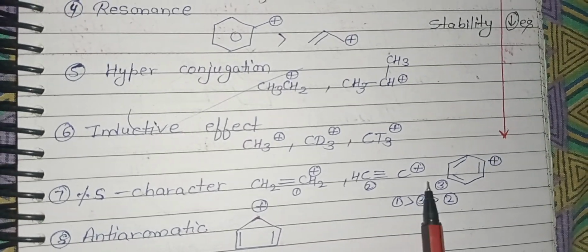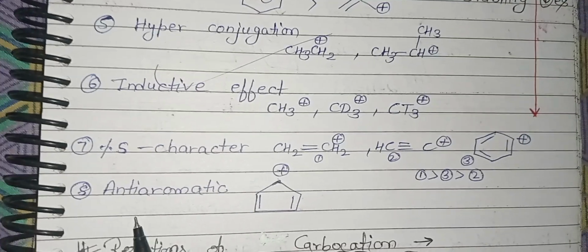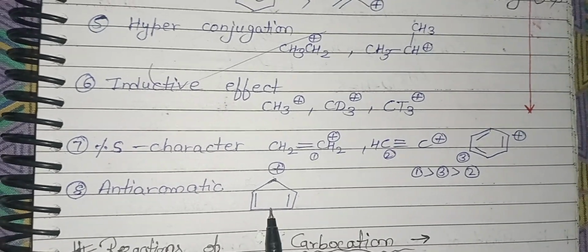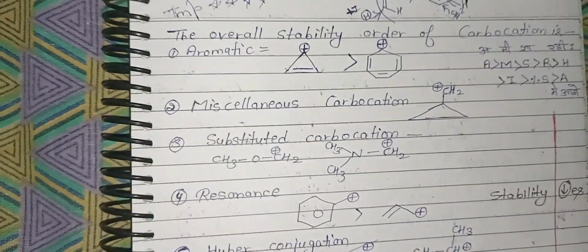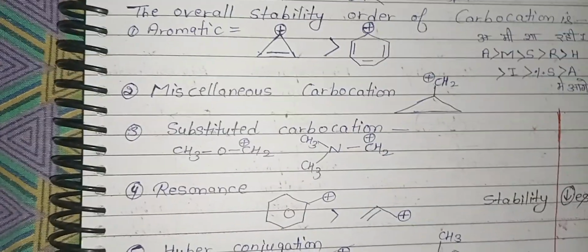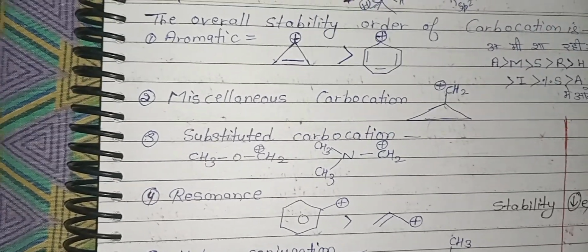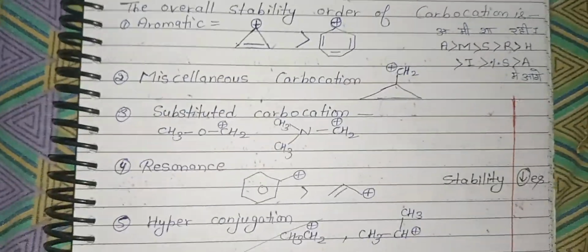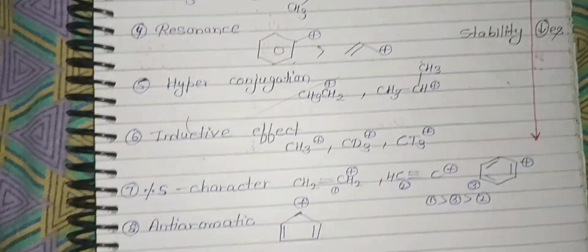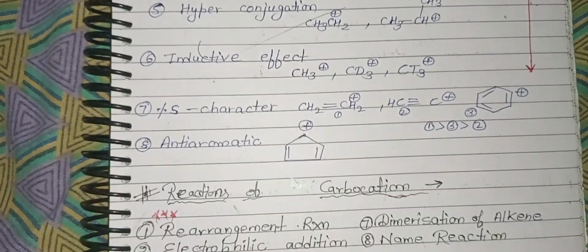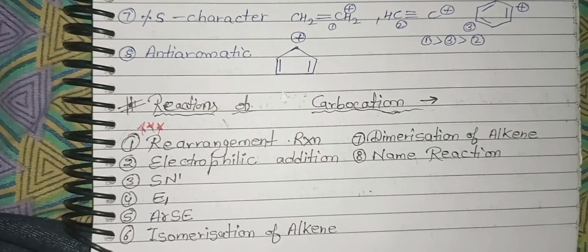So this is the percentage s character. Then last is anti-aromatic. So this is the series of stability of carbocation. We will study it in detail. This is the overall stability of carbocation. The next video will be on reactions of carbocation.